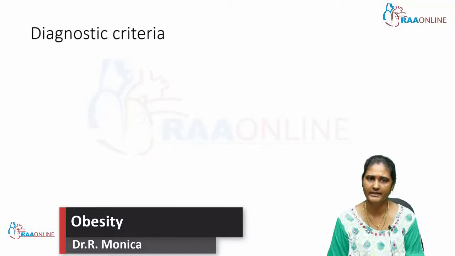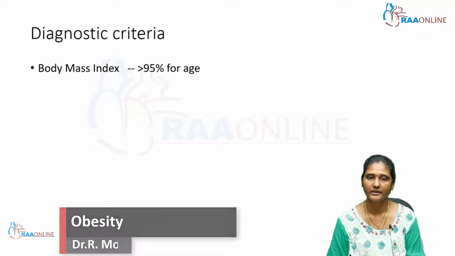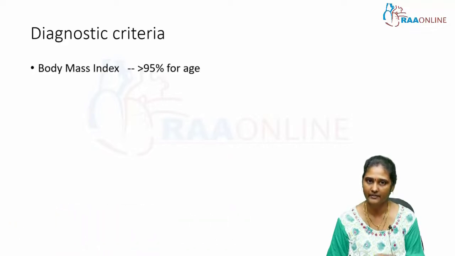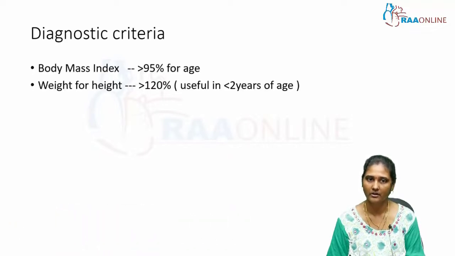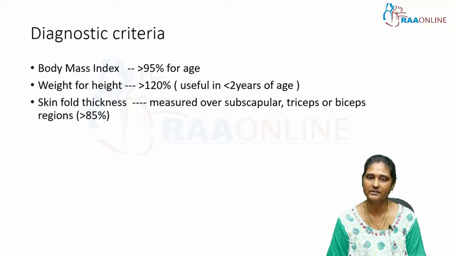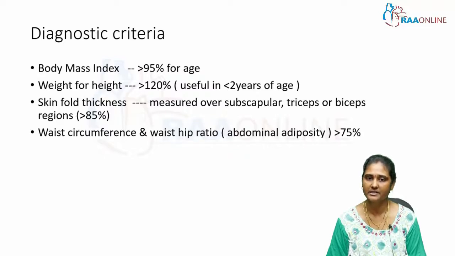Coming to the diagnostic criteria, when do you call the child obese? If the body mass index is more than the 95th percentile for age, or the weight for height is more than 120%, which is useful mostly in children less than 2 years of age. And the skinfold thickness, measured in the subscapular, triceps or biceps regions, is more than the 85th percentile, and the waist circumference and waist-hip ratio are more than the 75th percentile.